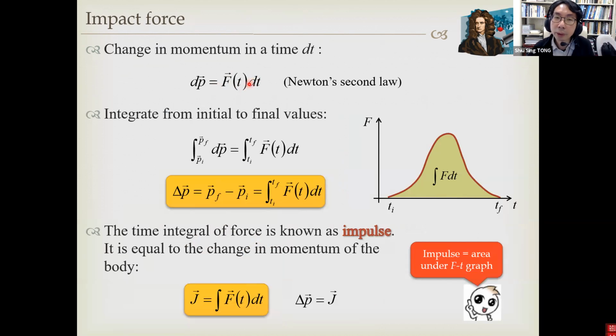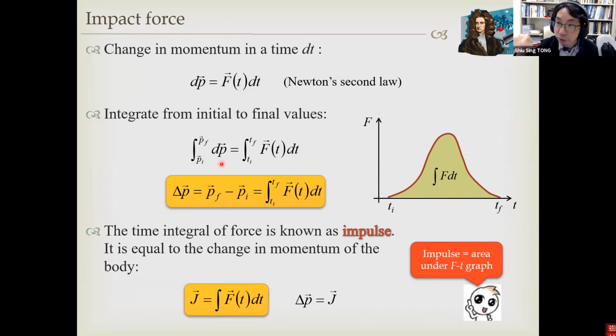Now, when we discuss collision, we may like to rearrange Newton's second law in this form. Instead of writing F equal to dp/dt, we can move the differential dt to the right-hand side. So dp is equal to F dt. So a small change in momentum is brought about by a force, the collision force, applying on the object for a very short time. Okay.